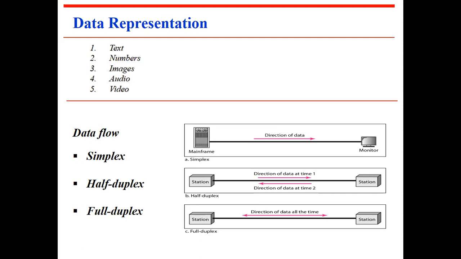The diagram shows that the first one is the simplex methodology, that is unidirectional data. The second one is half duplex, with data in one direction at time interval 1, then in the other direction at time interval 2. An example is the walkie-talkie. The third one is the full duplex methodology, communication between the two devices at all times.